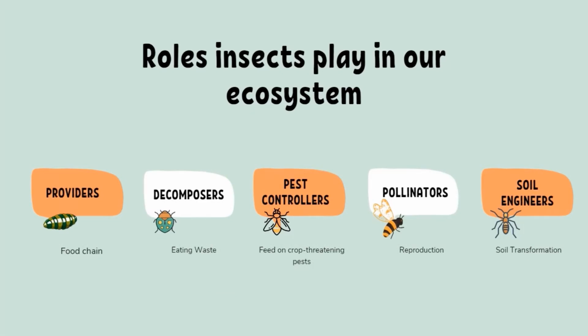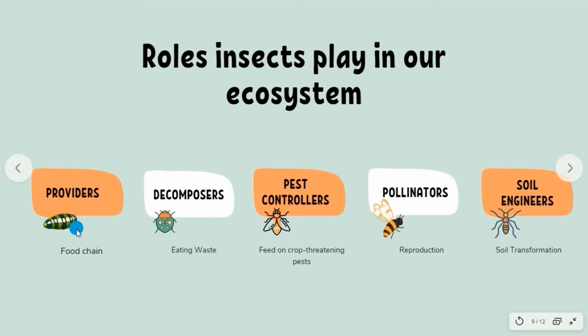Coming to the importance of insects in our world, there are 5 major important things about their impact in the world. I'm going to talk briefly about them here, and I will leave at the end a link for this article from National Geographic if you want to learn more about them in detail. The first role insects have is called providers.